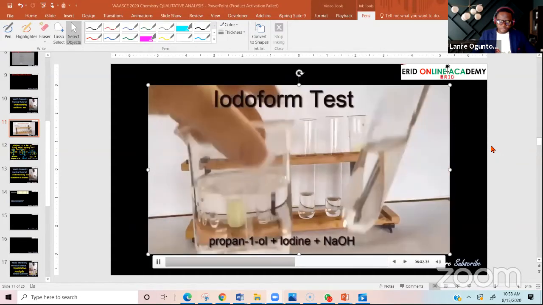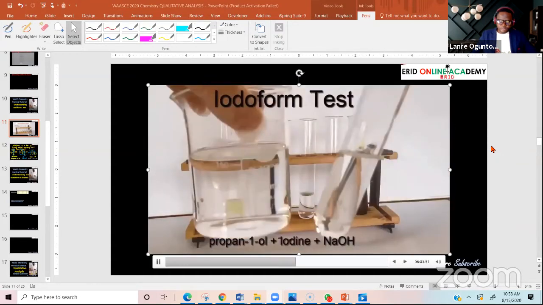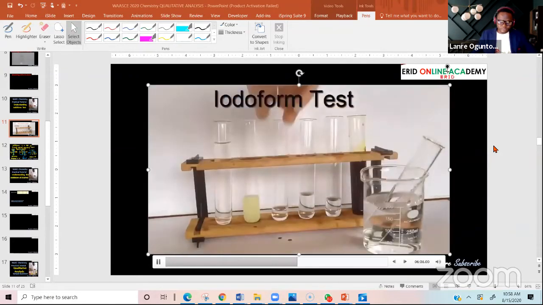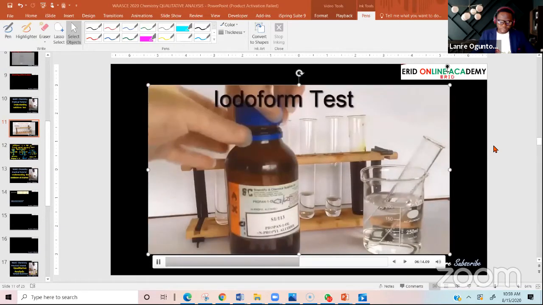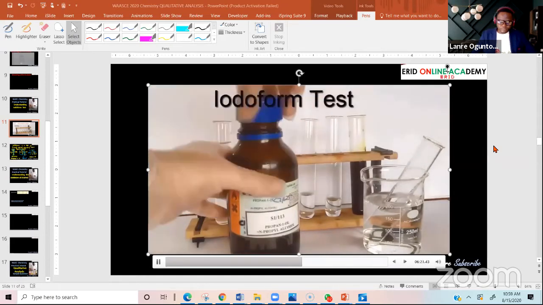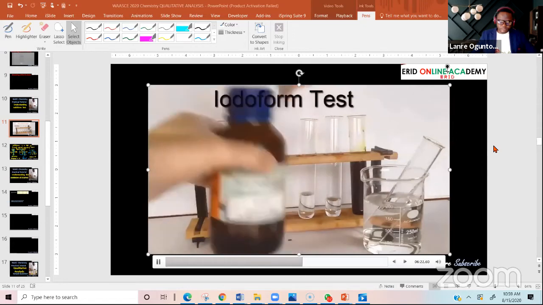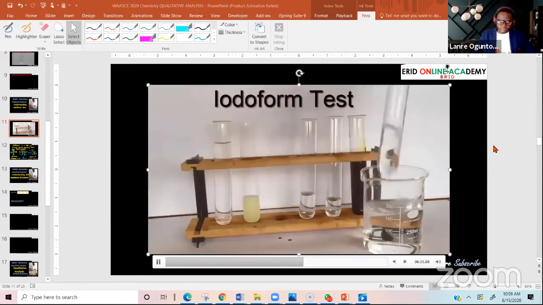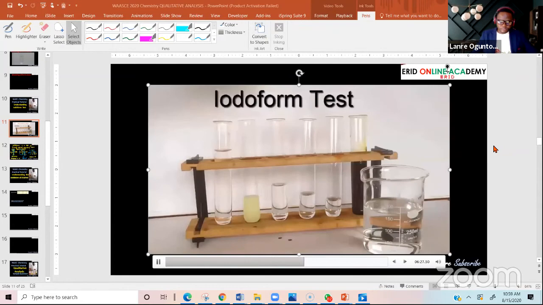Propan-1-ol plus iodine and sodium hydroxide forms a negative test because I do not have the yellow precipitate there. The yellow precipitate indicates what? Yeah, triiodomethane, CHI3. So I do not have that. Okay, so let me take the next sample, which will be my propan-2-ol.